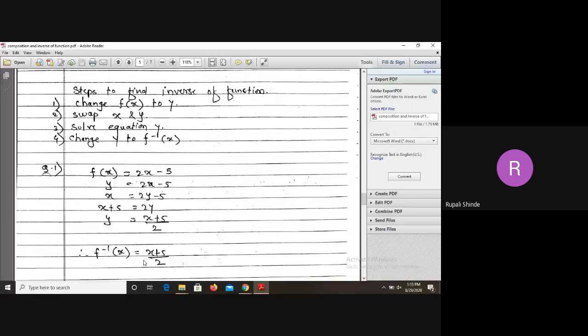So in order to find inverse of any function, we have to follow these 4 steps. Step number 1, we have to change f of x to y. Your given function will be in form of f of x. So first step, we have to change this f of x to y. Only we have to change this f of x. So here y is equals to 2x minus 5. This is after applying step number 1. Now, what is this step number 2? Swap x and y. What is the meaning of swapping? We have to just alter the position of x and y.